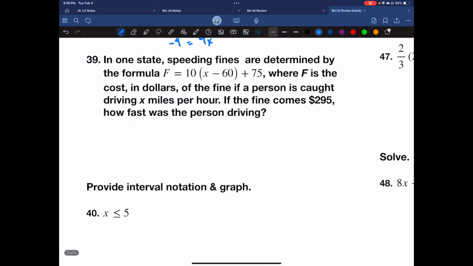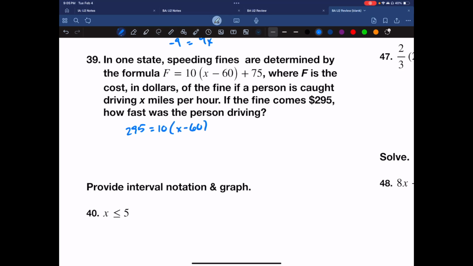39. In one state, speeding fines are determined by the formula here, where F is the cost in dollars of the fine. If a person is caught driving x miles per hour, if the fine costs $295, how fast is the person driving? Because F is the cost in dollars, and I'm given dollars, I'm going to set this entire thing equal to $295. And I'm looking for how fast they were going.